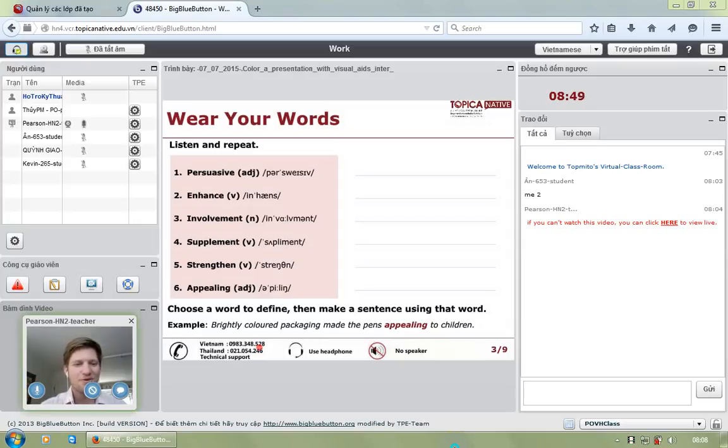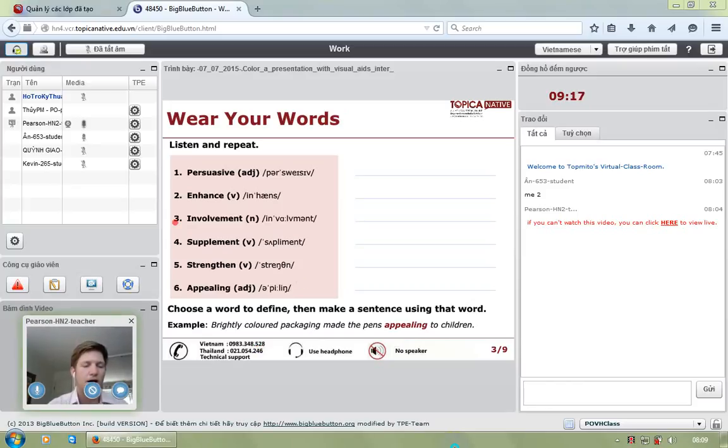Okay, now I'm going to read the words, and then I want you guys to repeat them after me when I call on you. Persuasive, enhance, involvement, supplement, strengthen, appealing. One more time. Persuasive, enhance, involvement, supplement, strengthen, appealing.